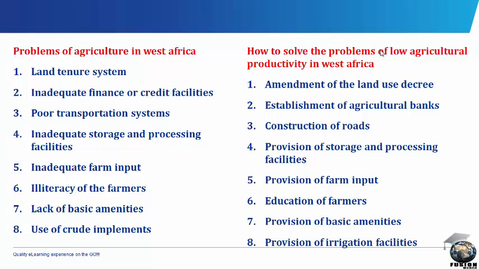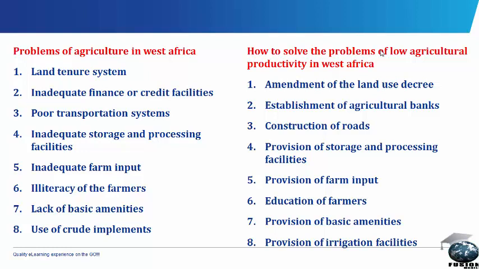Inadequate storage and processing facilities. Lots of products are wasted due to lack of storage and processing facilities. The farmers do not have the technical know-how to operate these storage and processing facilities, which are very expensive to purchase and maintain. Inadequate farm inputs. Farm inputs like chemicals, fertilizers, improved seeds, tools, and implements are not easily available, and even when they are available, they are too expensive for the poor farmers to afford.